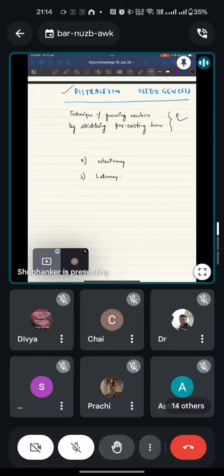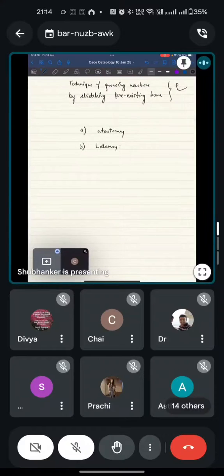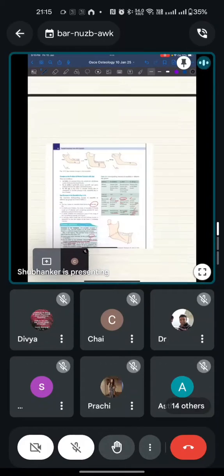Why is latency important? It is not important from the ENT point of view at all. Only in case it comes in exams, you will have to write it for 1 mark. What happens in latency? There is callus which is formed. Then there is distraction. What do we do in distraction? We stretch it. You have to move it. And what is the rate? 1 mm per day. And then it is consolidated after the desired length is achieved.